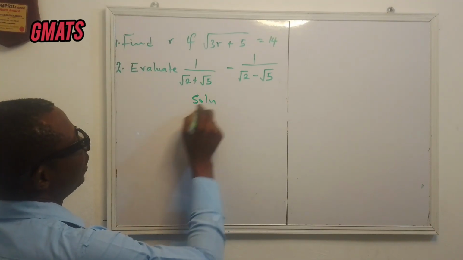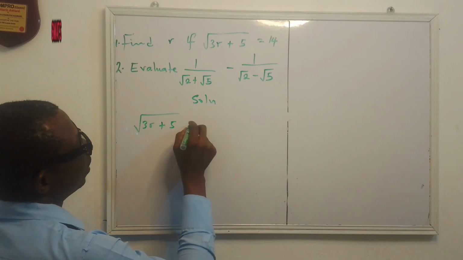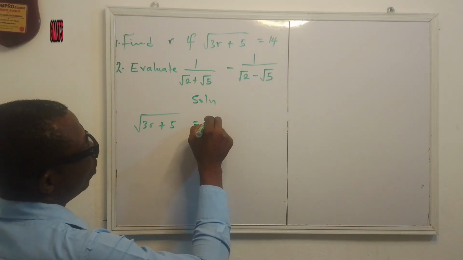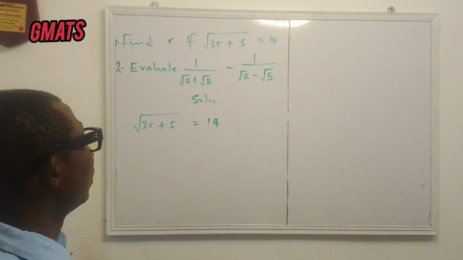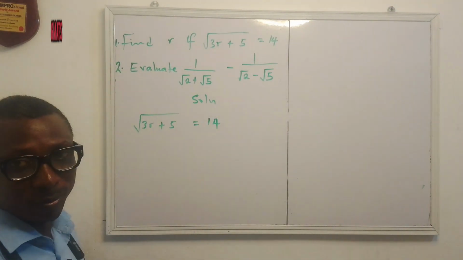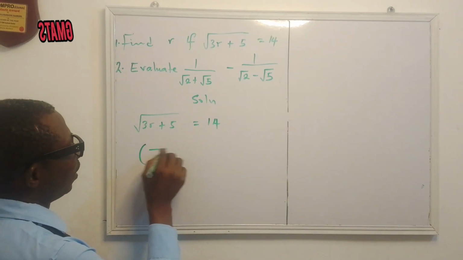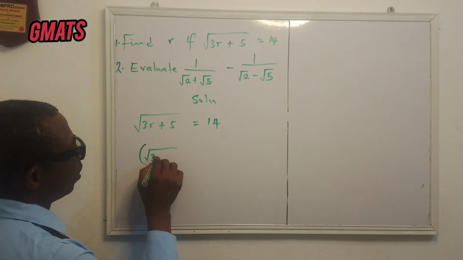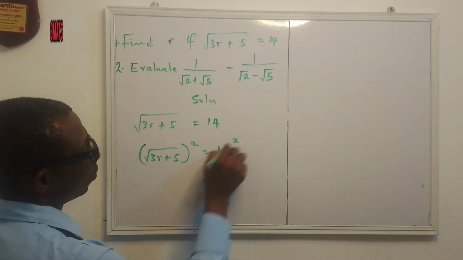Now, the first thing, let's write out the question. We have square root of 3r plus 5 equals 14. Okay, that's 14. So now the next thing is to square both sides, because you have to do away with this square root. So when you do that, you have 3r plus 5 all squared equals 14 squared.